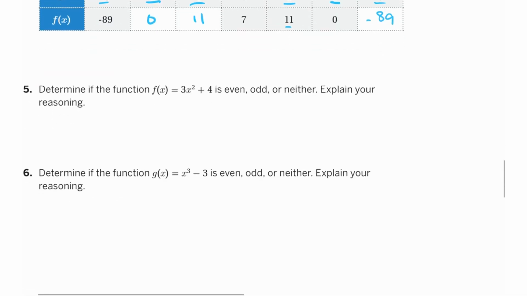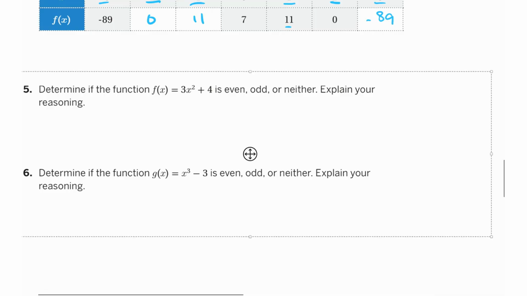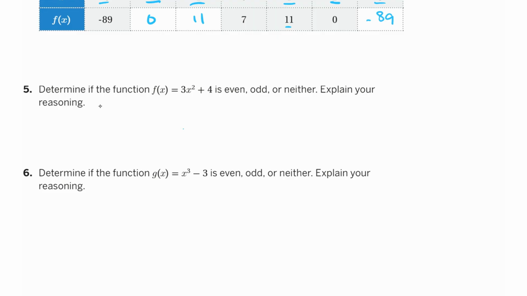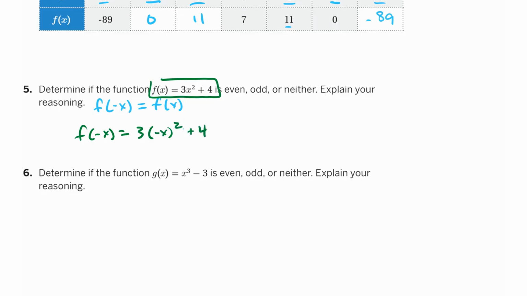Number 5, determine if the function f of x is even, odd, or neither, and explain your reasoning. When I do this, I'm going to use those two equations. I'm always going to check even first because it's a little easier to see: if I plug in -x, will it just spit out the exact same thing that I started with? So I'm going to rewrite this equation, plugging in -x. Anywhere that I see an x, I'm going to use parentheses and put -x, and then once I have that input, I'm going to simplify.